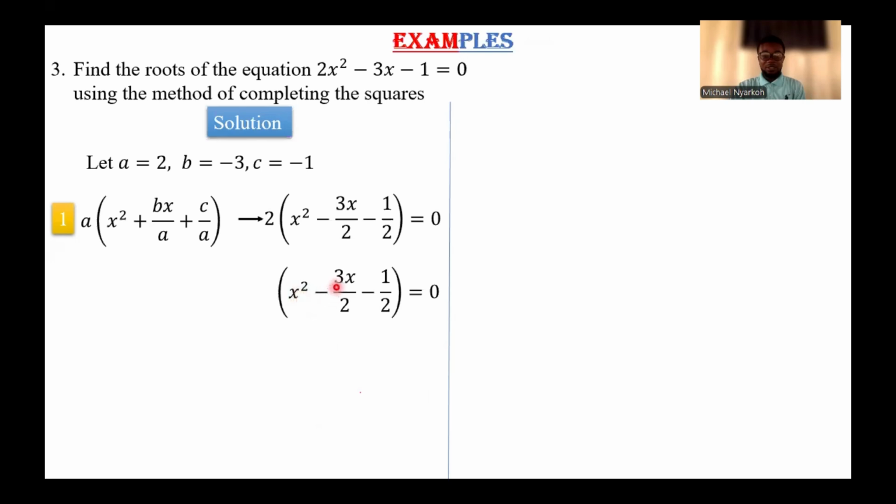x squared minus 3x divided by 2 minus 1 over 2 equals 0. And as I explained, how this 2 is no more here. Is that okay? Perfect.